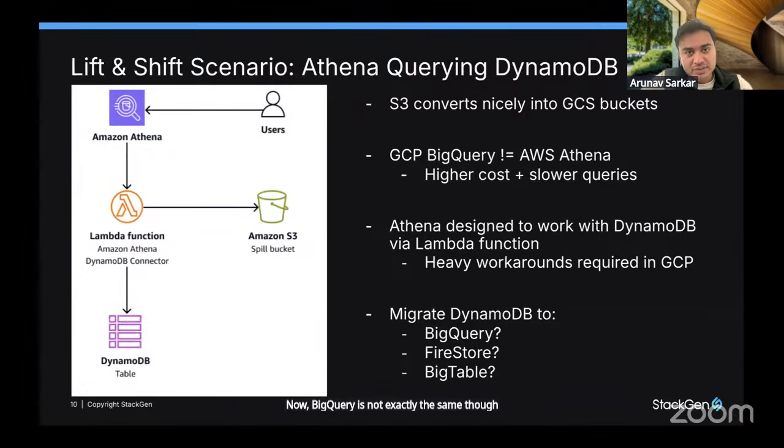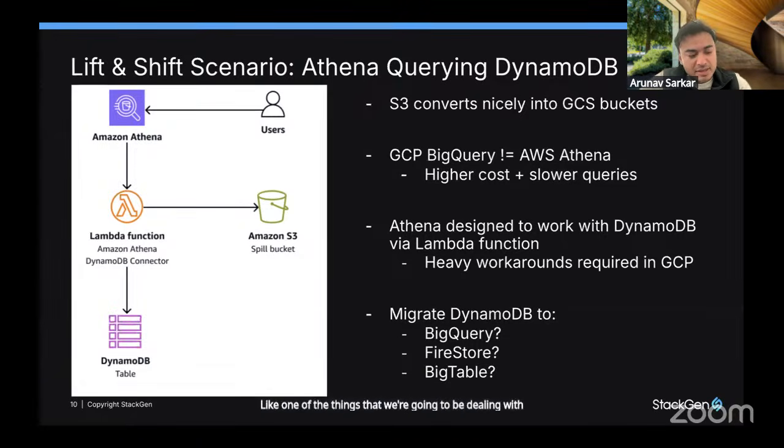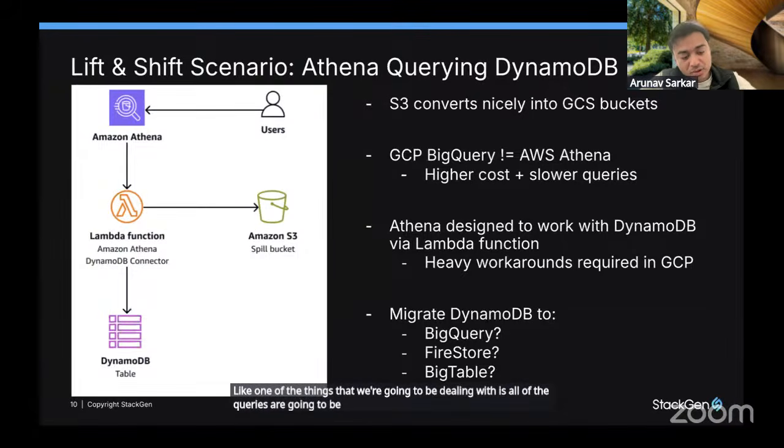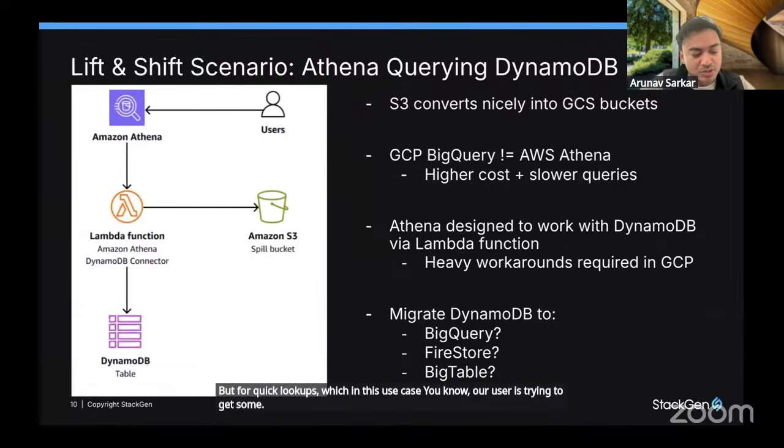BigQuery is like a data warehouse that operates on structured data and doesn't support querying NoSQL databases, right? And if we're now looking to port everything from Athena into BigQuery, one of the things we're going to be dealing with is that all of the queries are going to be significantly slower, okay? Because BigQuery is optimized for data analytics. It's going to have very fast analytics, which are larger, more complex queries. But for quick lookups, like in this use case, our users trying to get some product usage or growth metrics quickly extracted, right?